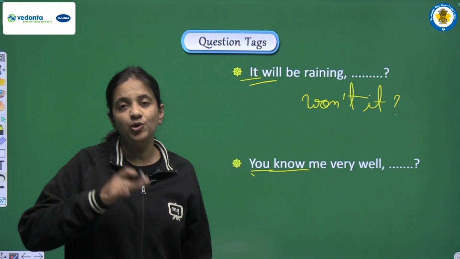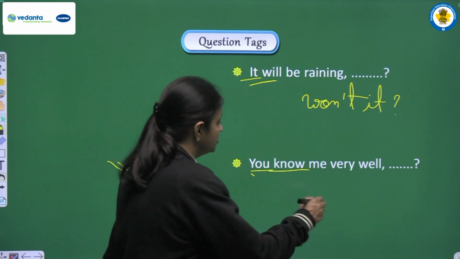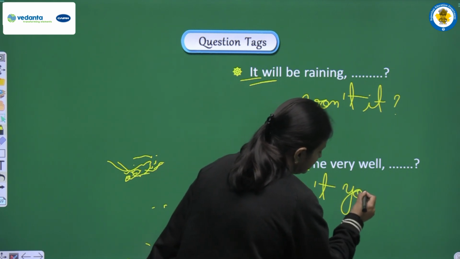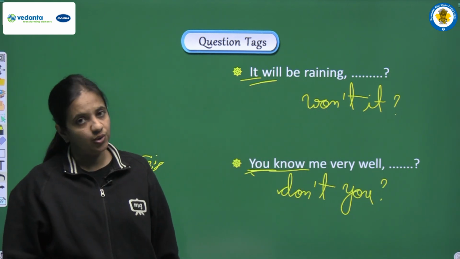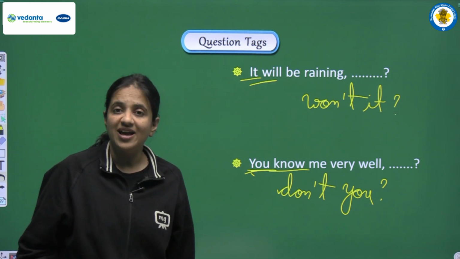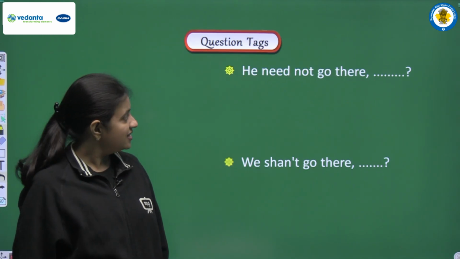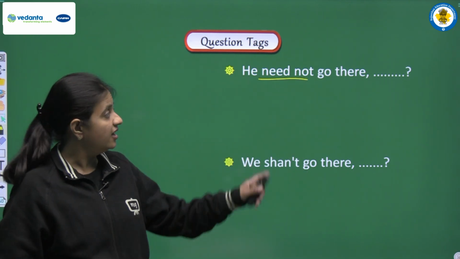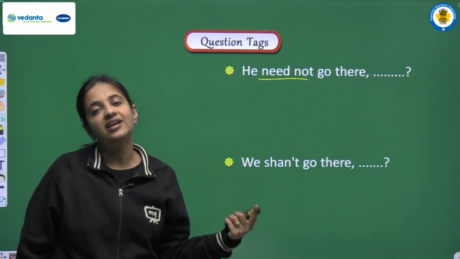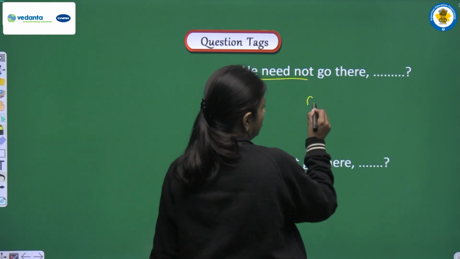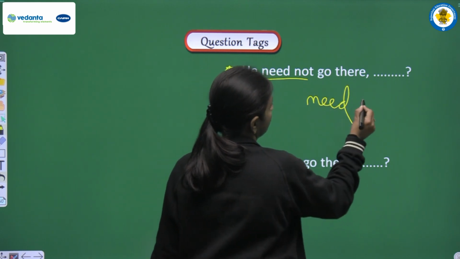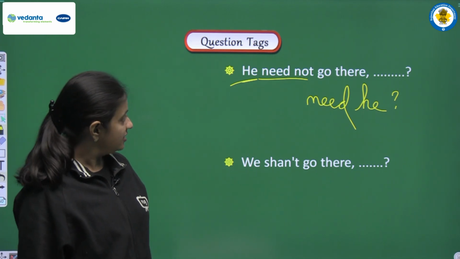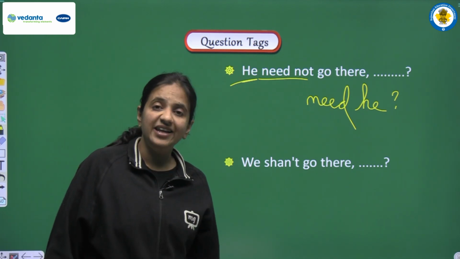So yes, we will use do plus not. The short form will be don't. So here we have to write don't, and we have you. So the question tag will be don't you, and the complete sentence will be you know me very well, don't you. Next is: he need not go there. So yes, need is also one of the modal auxiliaries. We have a negative sentence. So the question tag will be positive. So we will use the same auxiliary, that is need, and for the pronoun he, we will use the same pronoun. So now the question tag will be need he, and the sentence will be he need not go there, need he.